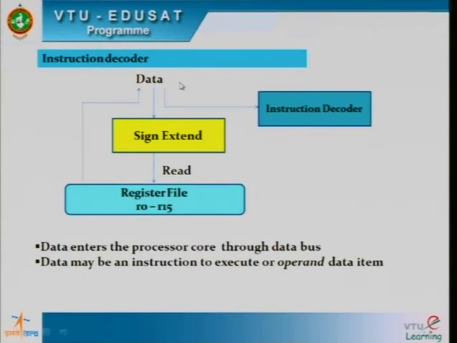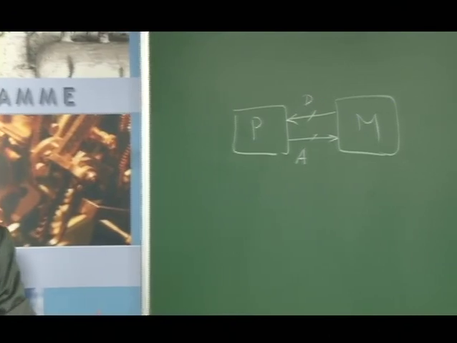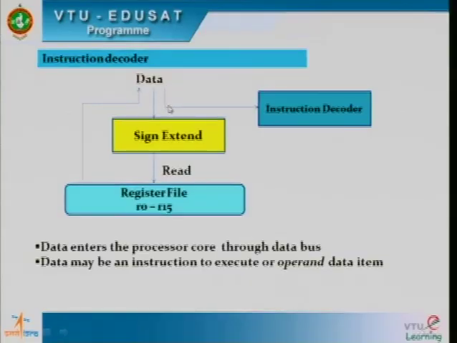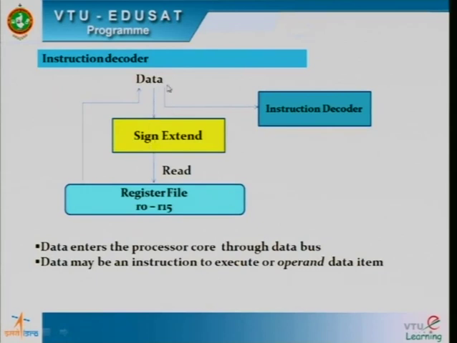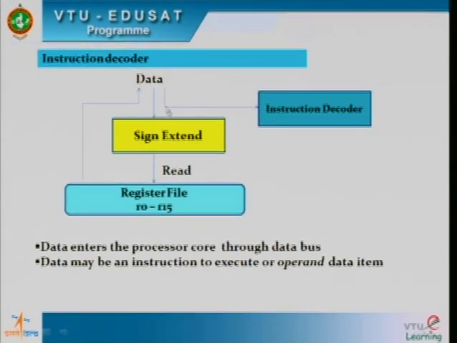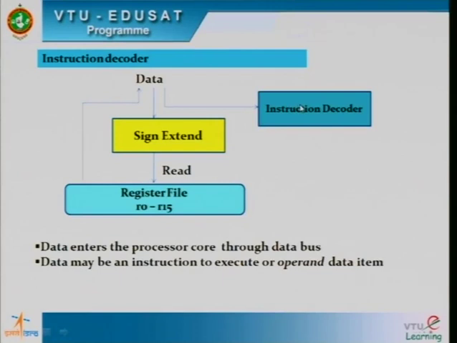The received information, if it is an operand, just goes this side. If it is an instruction, the code part, since it is to be decoded, it moves to a unit called the instruction decoder.